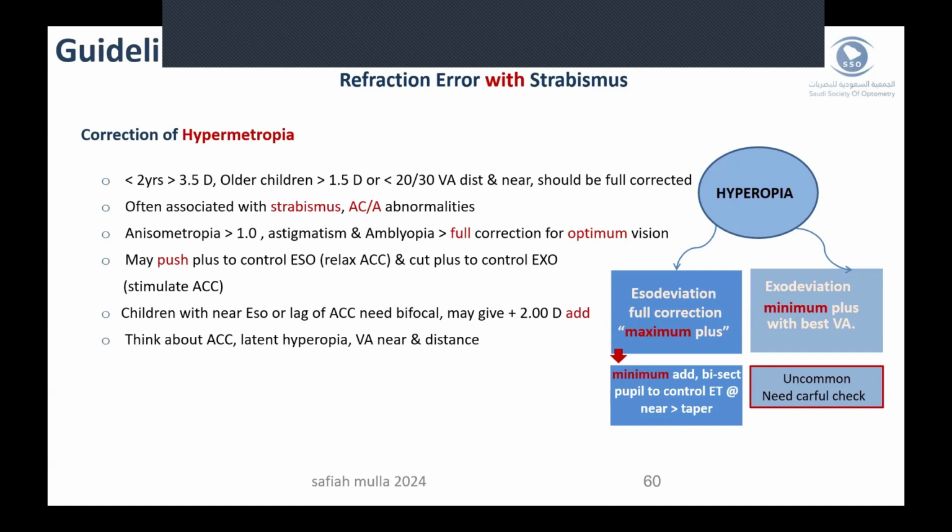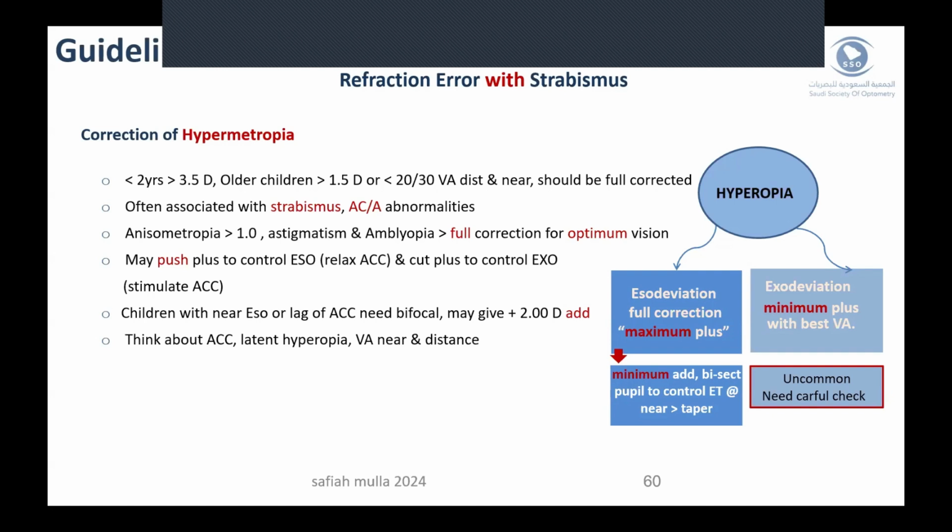The hypermetropia is often associated with strabismus and high AC/A ratio abnormality. So you have to consider this and check the child when you have hypermetropia. If they have anisometropia, more than 1 diopter, they have to be corrected, full correction. If they have astigmatism or amblyopia, then full correction for optimum vision.